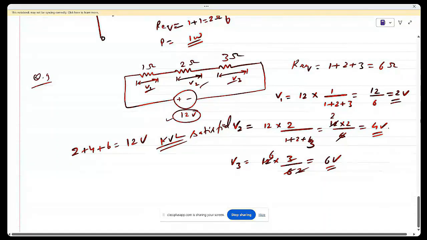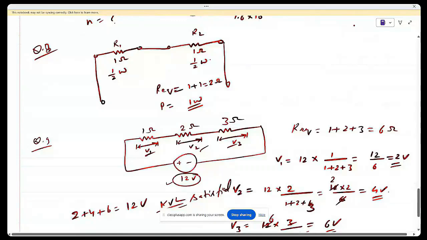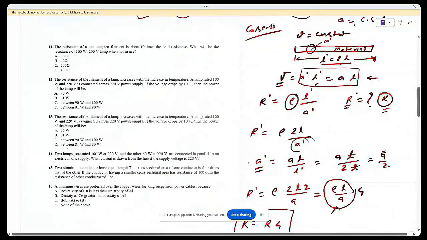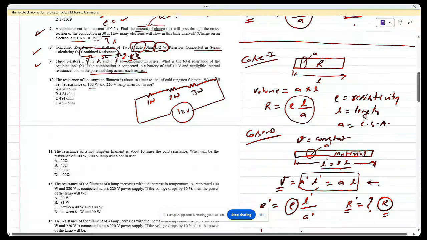Now come to the next question. Question number 10. What is it saying? It is asking about the resistance of hot tungsten filament. Tungsten filament means the bulb we are using in our households. This is a simple filament type of bulb. So filament is made from tungsten material. So the resistance of hot tungsten filament is about 10 times the cold tungsten filament lamp. What will be the resistance of 100 watt 220 volt lamp when it is not used?